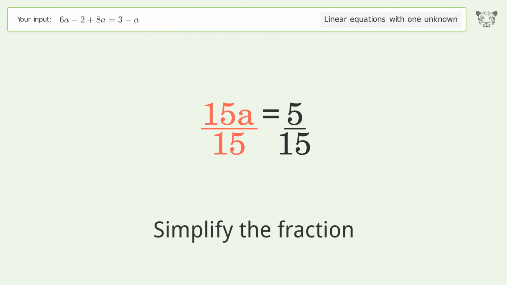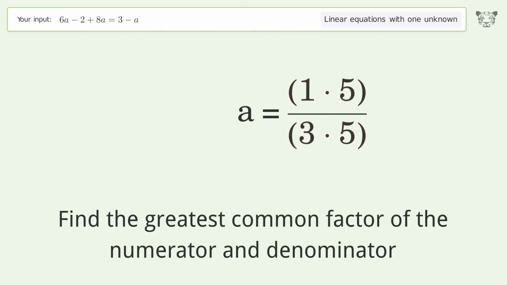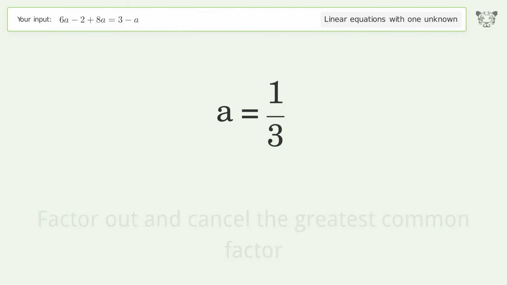Simplify the fraction. Find the greatest common factor of the numerator and denominator. Factor out and cancel the greatest common factor. And so the final result is a equals 1/3.